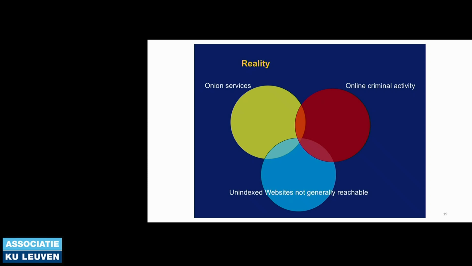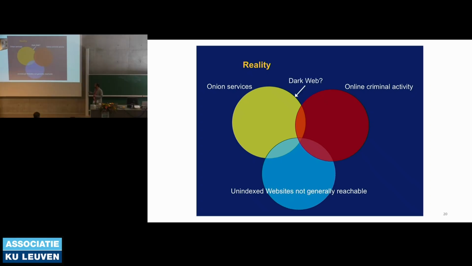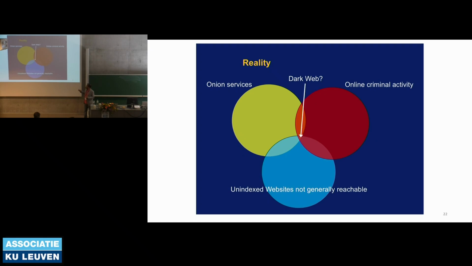And also, the question is, which one would you call dark web? Is it the hidden services that are behind Tor? Or is it the online criminal activity? Or is it the unindexed websites? Or is it an intersection of them? What exactly is dark web? So it's probably not ideal to synonymize them.